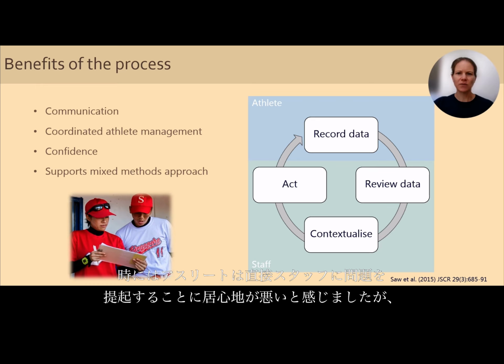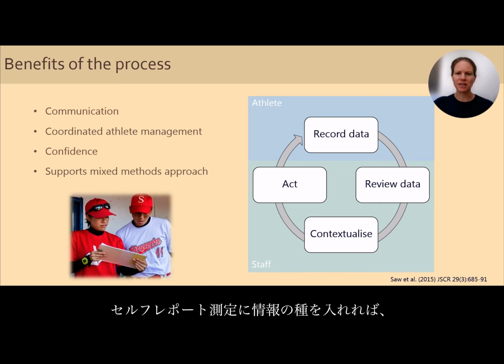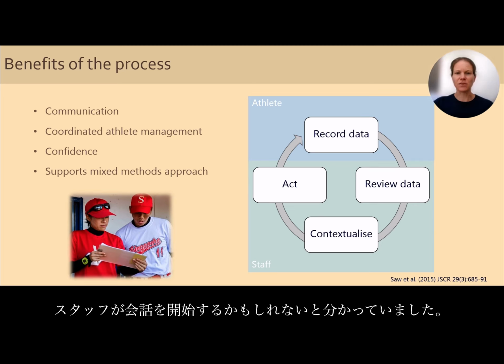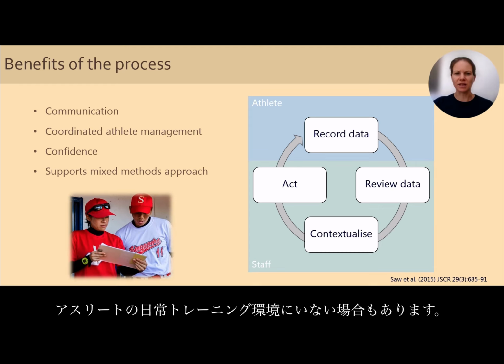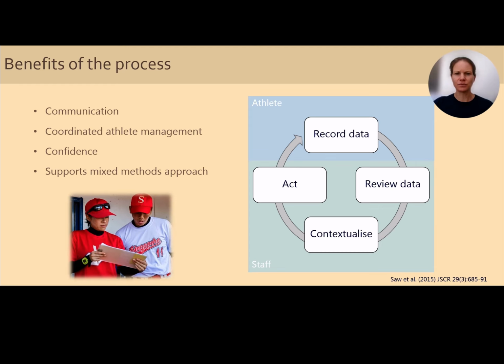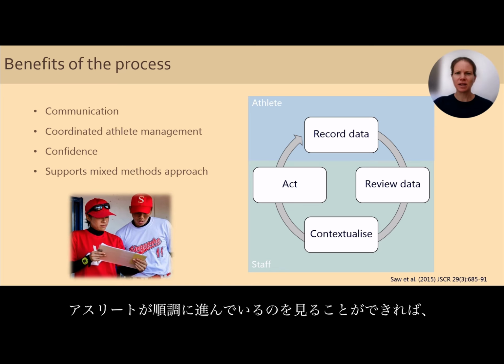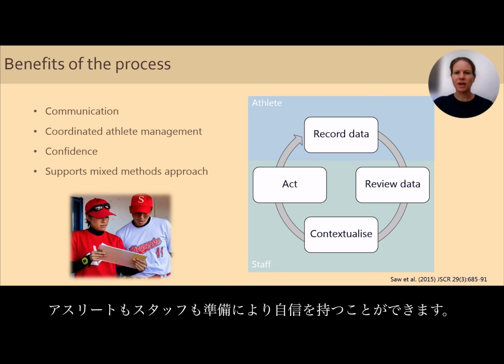Sometimes athletes weren't comfortable raising an issue with staff directly, but they knew if they put a seed of information in their self-report measure, this would give the staff a heads up, and the staff may then initiate conversation. This communication extended to keeping all staff on the same page, as some staff may not be present with the athlete at their daily training environment. If everyone was on the same page and could see that the athlete was tracking well, then both athletes and staff would be more confident in their preparations.